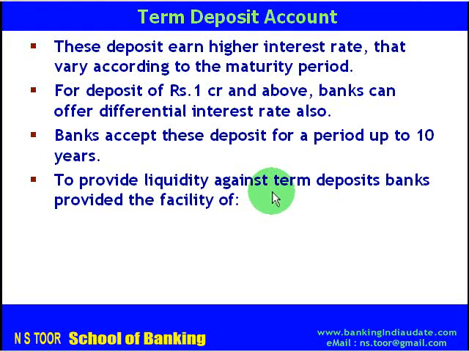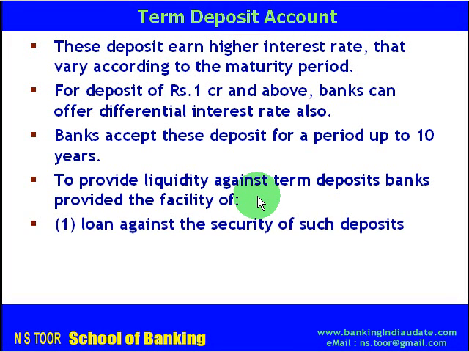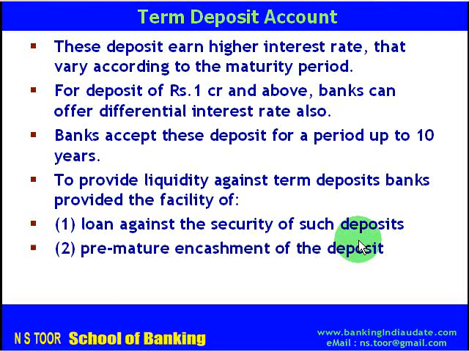And to provide liquidity against term deposits, because they are fixed maturity period deposits, banks provide two types of facilities. So one is loan against security of term deposit, and another is premature encashment of the deposits. So banks also provide premature encashment of the deposit and other facilities. Banks provide loan against the security of such deposits.